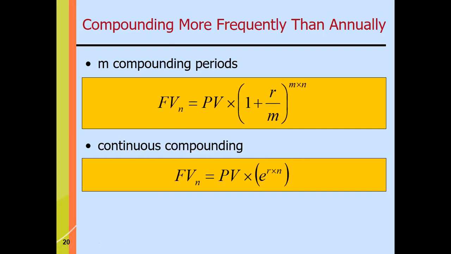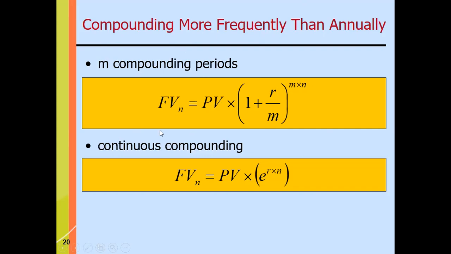If that is the divisor or the denominator, then of course it's equal to the number. r over 1 equals r. And then m times n. So we multiply the number of years with the number of periods in a year. So that's m n compounding periods.